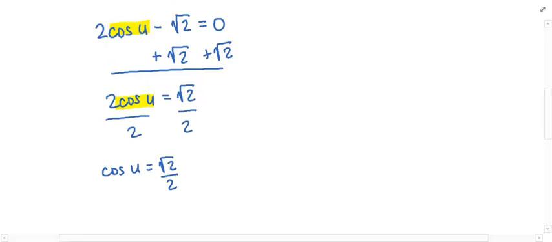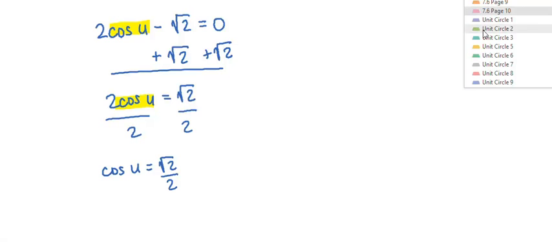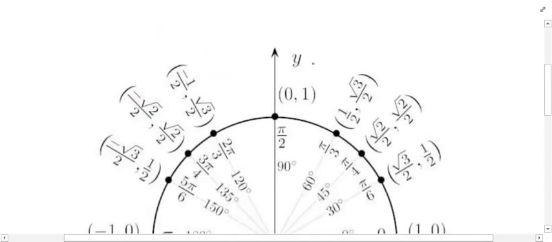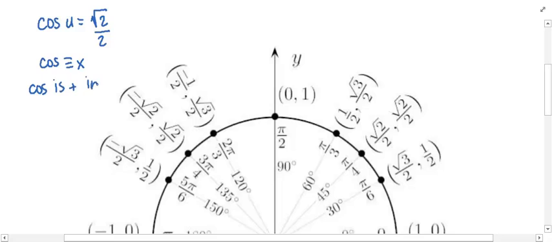Okay? All right. I am going to go to my unit circle and try to solve this. So I am trying to solve the cosine of u is equal to the square root of 2 over 2. We know cosine is associated with the x value. We know that the cosine here is positive, and we know that cosine is positive in quadrants 1 and 4, so that's where we need to be looking.